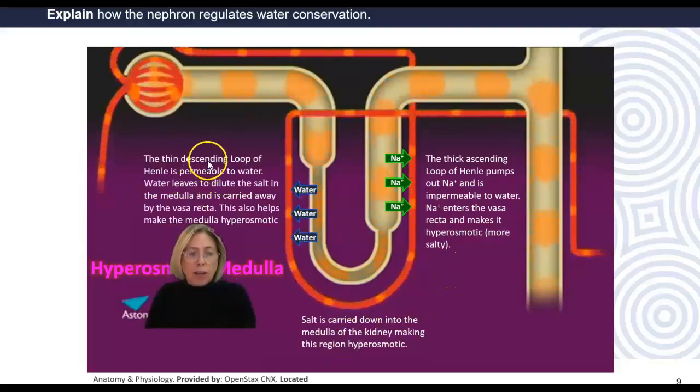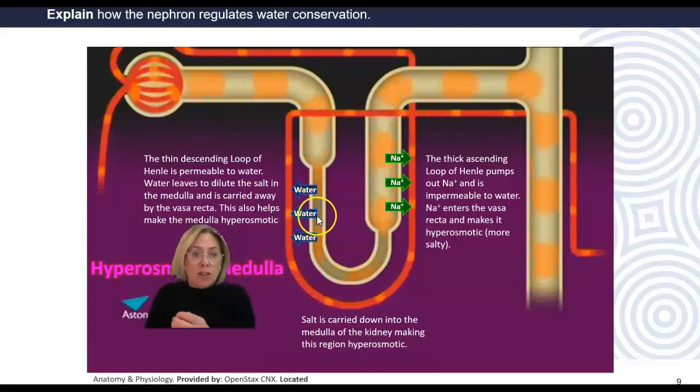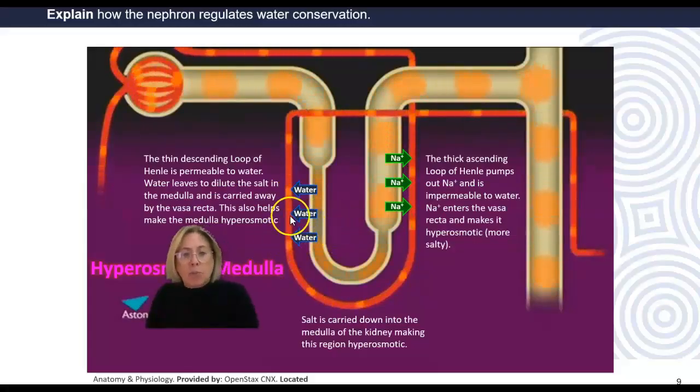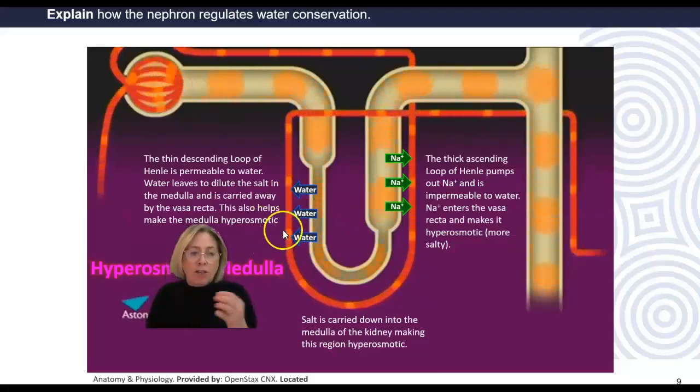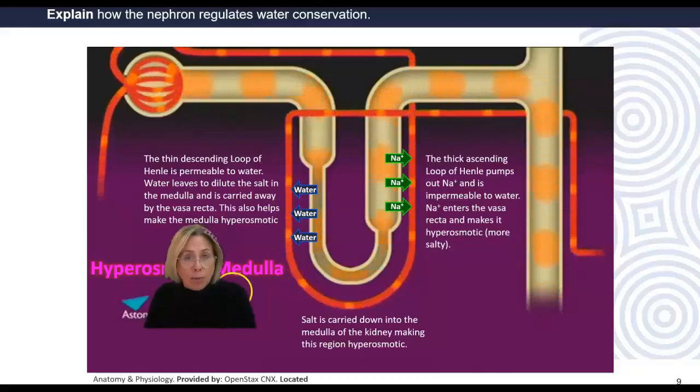If we now look at the thin descending loop of Henle, it's permeable to water. That's just a structural thing, okay? So water leaves. This is so amazing, right? Water is going to leave via osmosis, right? Why is that? Because this medullary interstitium is really concentrated, so there's a gradient there that's going to pull that water out, and it's going to be carried away by the vasa recta. So this also helps to make the medulla hyperosmotic.